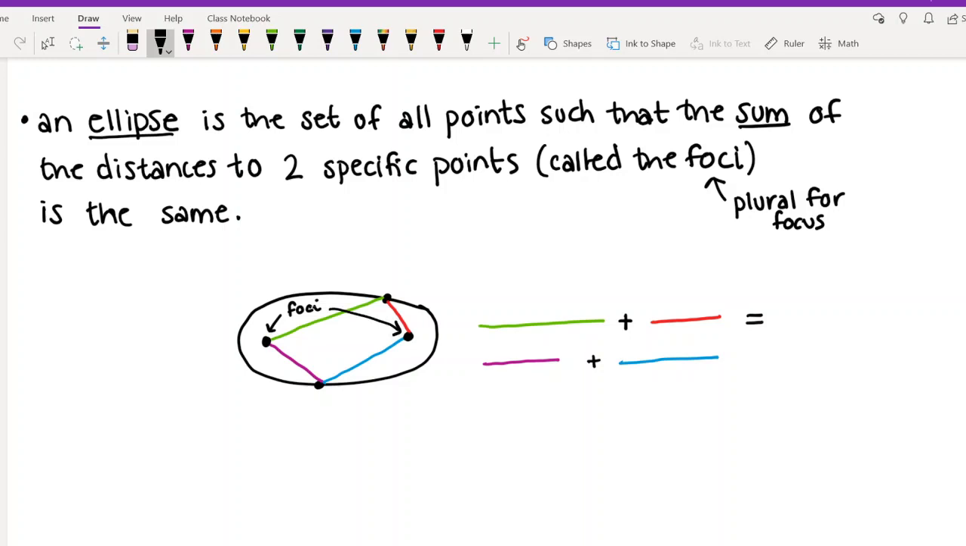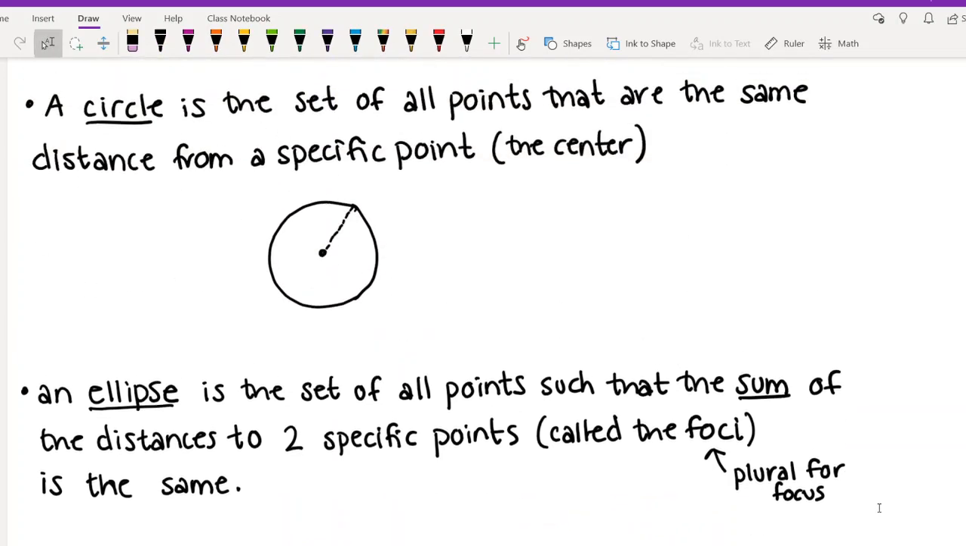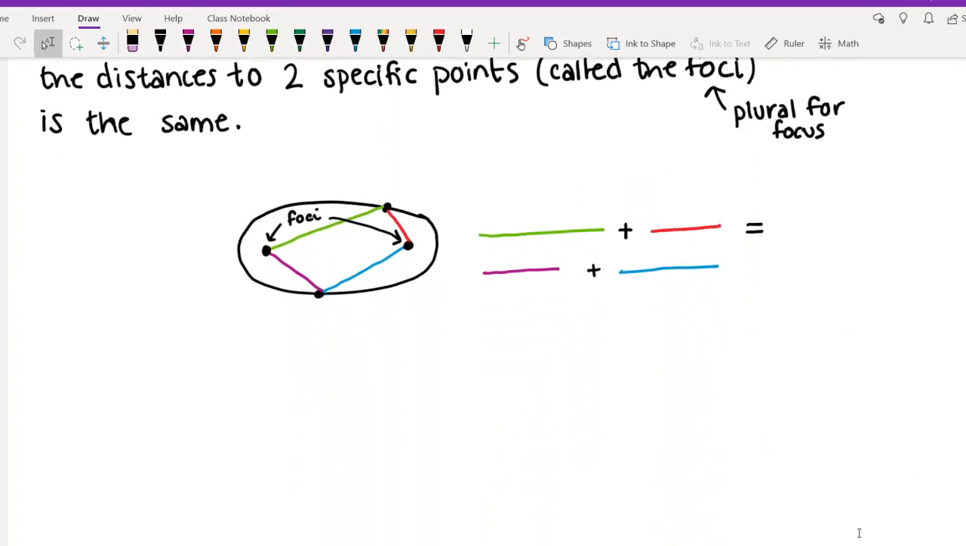So how can we think of this in the same way that I talked about in the last example? I was talking about a thumbtack and a string and drawing a circle that way. Well, basically, if you now picture that this green and this red together are one string. So it's one continuous piece of string.